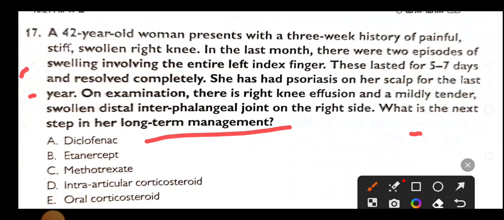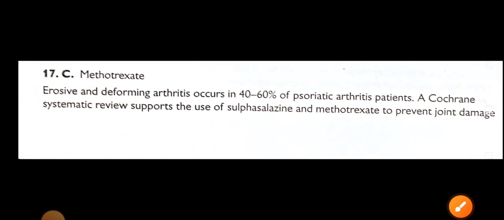So this is a case of psoriatic arthritis. So long-term treatment is by methotrexate. Erosive and deforming arthritis occurs in 40-60% of psoriatic arthritis. A Cochrane systematic review supports the use of sulfasalazine and methotrexate to prevent joint damage.